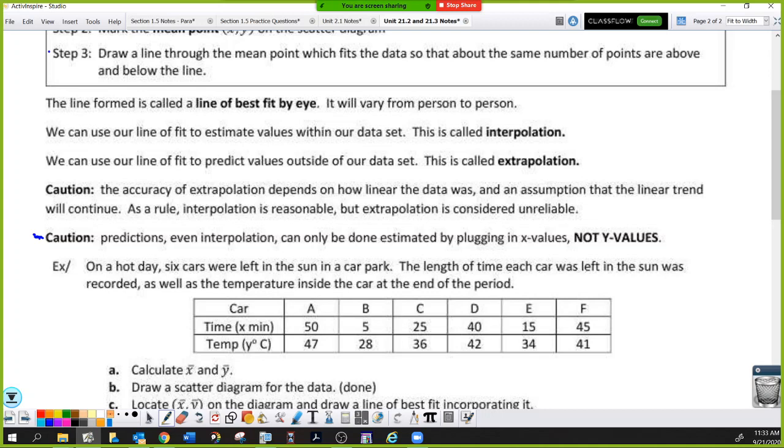Also, be really, really careful. Predictions, even interpolation, meaning you're looking at x's inside your range, can only be done by plugging in x values. You may not take a y value and go backwards to try to figure out what x matched with it. That is not allowed in statistics. I think, and don't hold me to this, that's what the other linear regression command is for on the calculator, because it will give you a different line of fit. So you may only plug in x's. You may not use a y to predict an x. That is not how linear regression works. You can only use x's to predict y's. Cool with that? Okay.